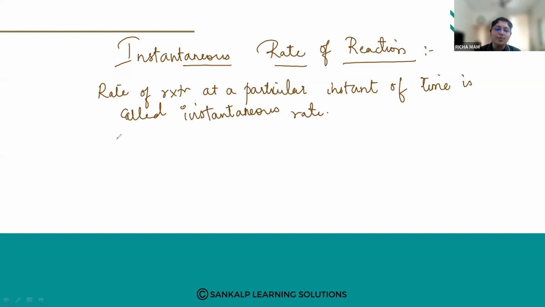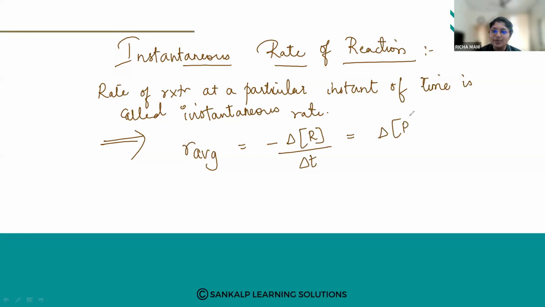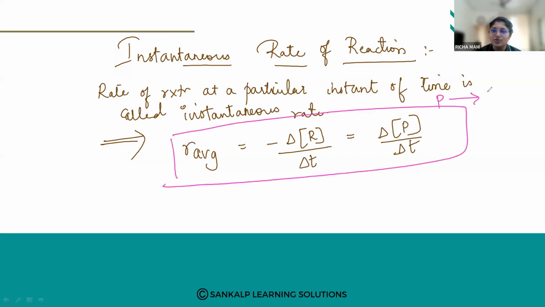So how is it obtained? It is obtained from the average rate of reaction by considering the smallest interval of time, dt. Mathematically, we write the average rate of reaction as minus delta concentration of R by delta t equals delta concentration of P by delta t, for a reactant giving a product.